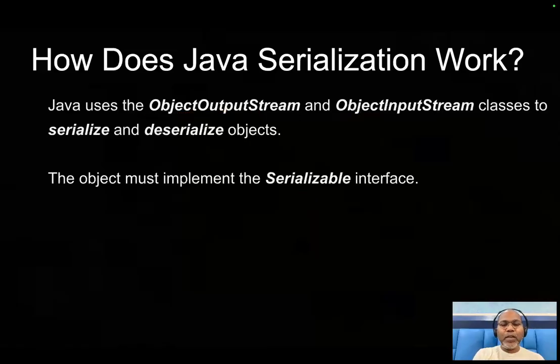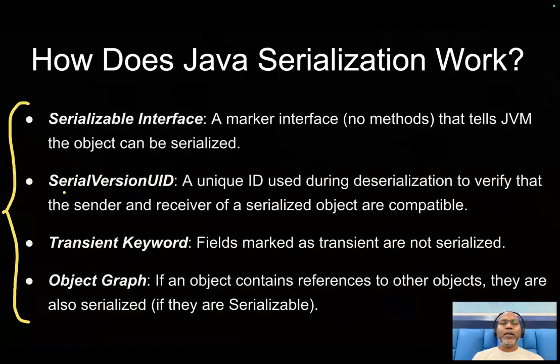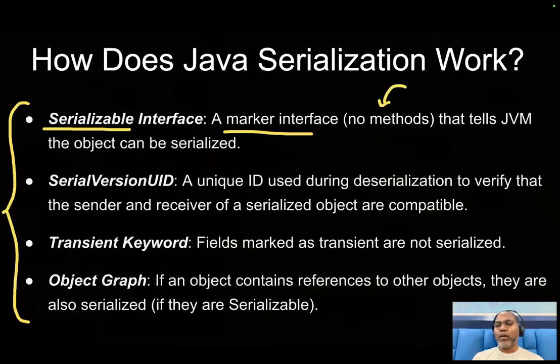These are the very basics. Before we go further, you have to understand some primitives of how Java serialization works. First, we know the marker interface. That means the Serializable interface is a marker interface that has no abstract method. This interface just tells the JVM whether the object can be serialized or not.